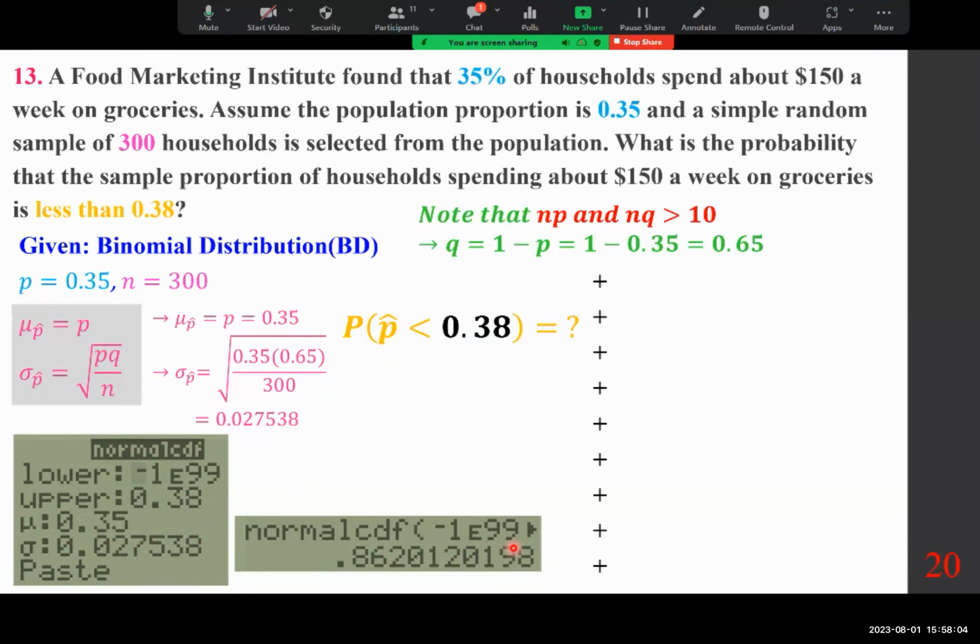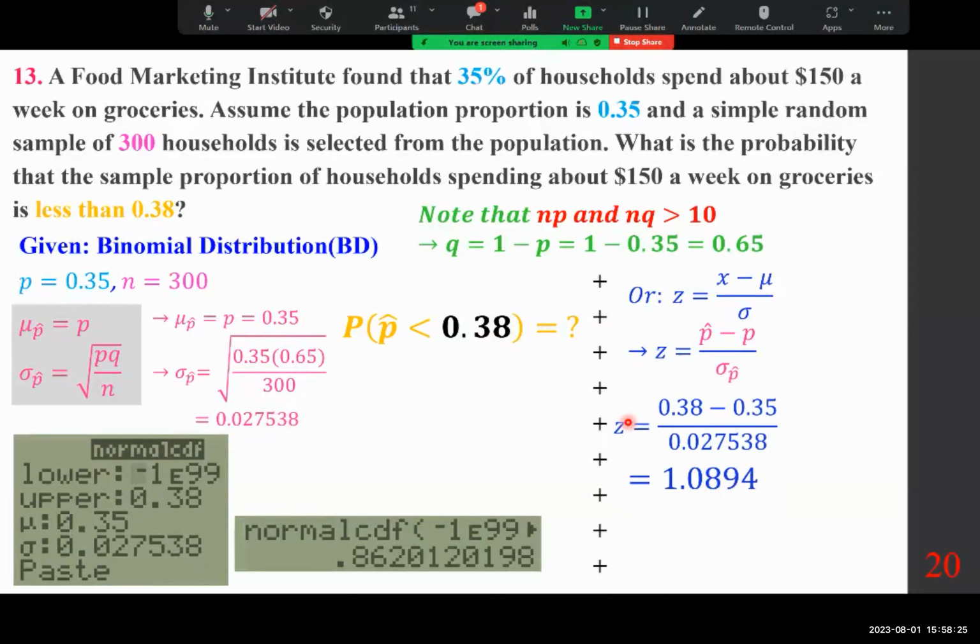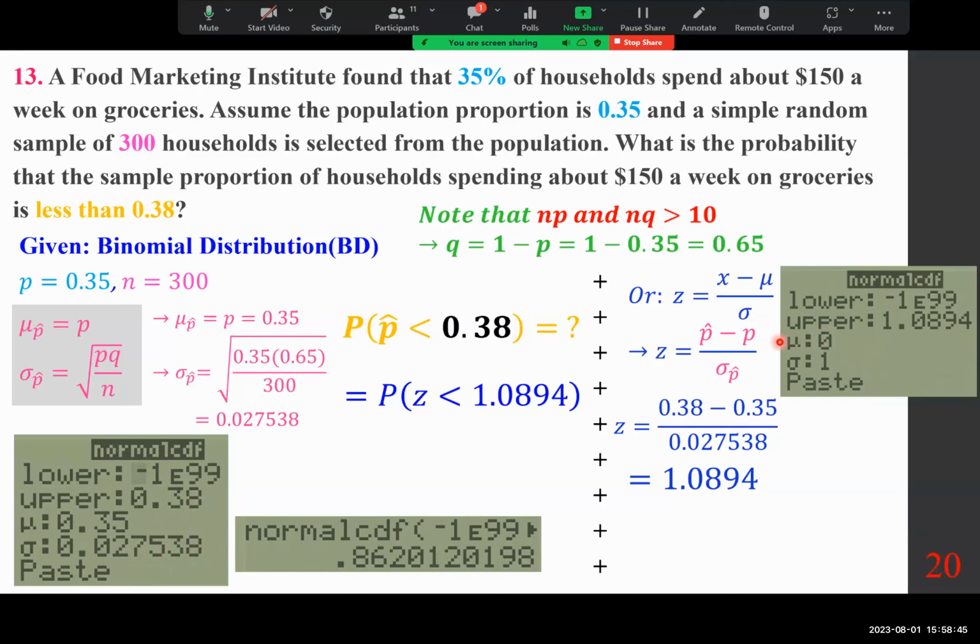Because the second method is to calculate the z using x minus mu over sigma, so p hat minus p over sigma of p hat. So p hat is 0.38 minus 0.35 over sigma of p hat. And that gives us this number, 1.0894. So this is the same as saying the probability of z less than this number. And now, instead of mu of 0.35, you can use mu of 0 and instead of sigma of 0.027538, 1. Notice I'm just changing mu and sigma.